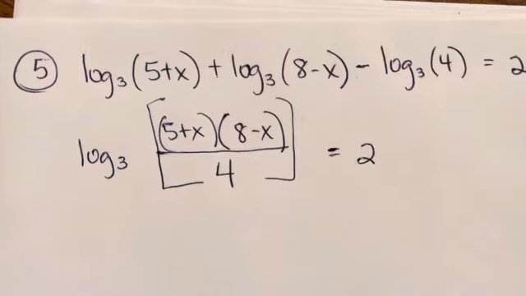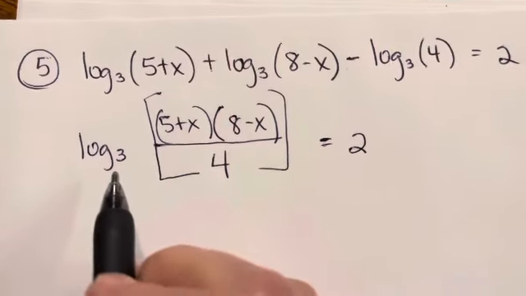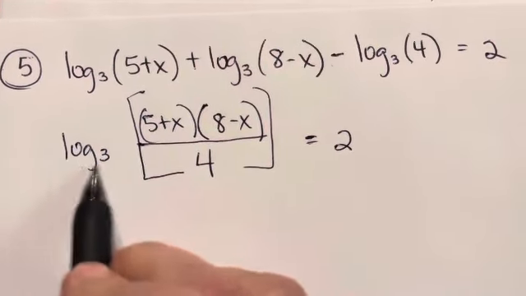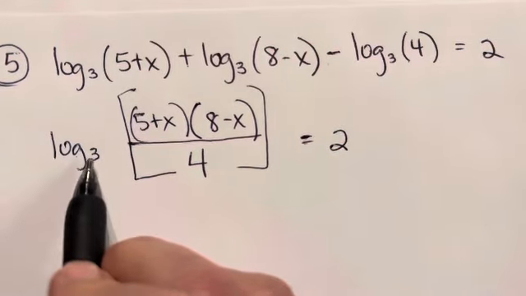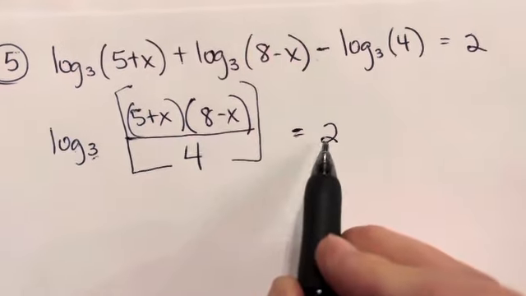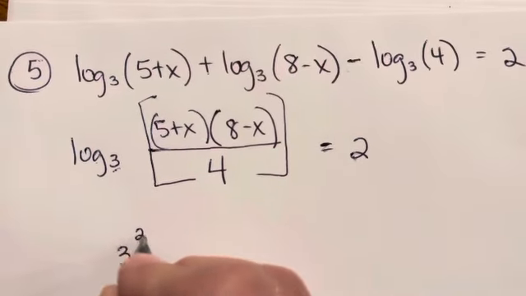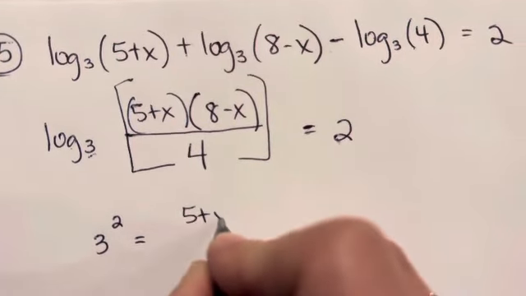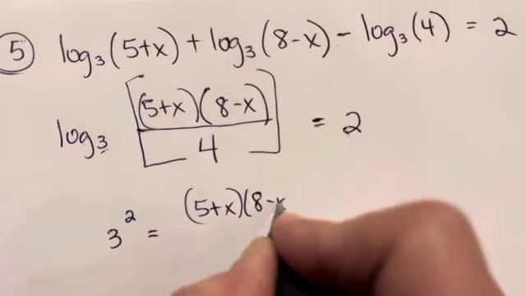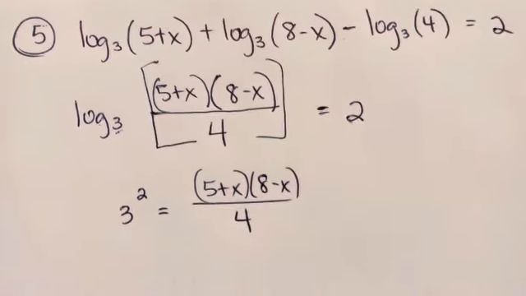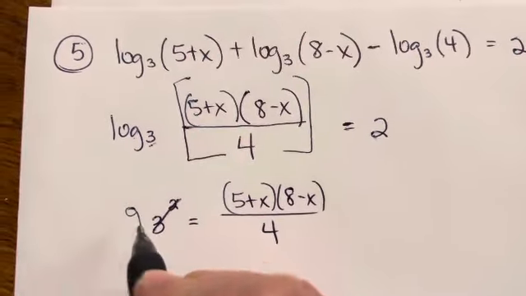Okay, I know it looks gross, but I promise it's not so bad. So at this point, once I have one log, I'm going to put it in exponential form. Remember, this is your base. This is your exponent. So I have 3 to the second equals all that garbage. And so I've got that. Well, look, 3 to the second is 9. So I'm going to go ahead and make that 9.